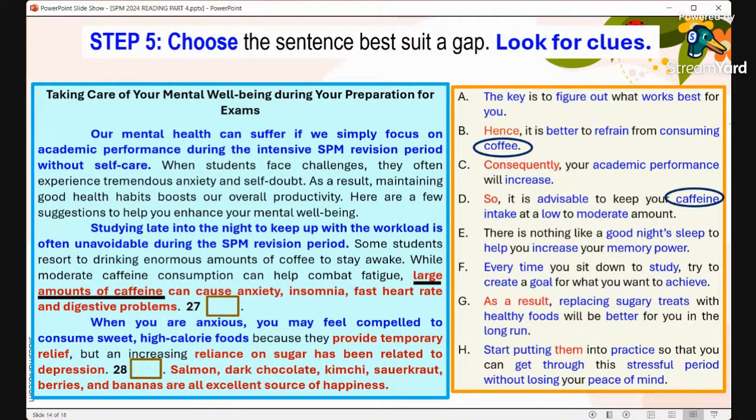Okay, I don't think I have given the answer. Let's go on to 28. Did I give the answer? When I click next, then we know whether the answer is out or not. Look at 28. The blank there. What words or phrases would you underline in the sentence before or after that you think would be important to help you get the answer for 28? Like I did just now, I underlined large amounts of caffeine. What would you all underline for 28?